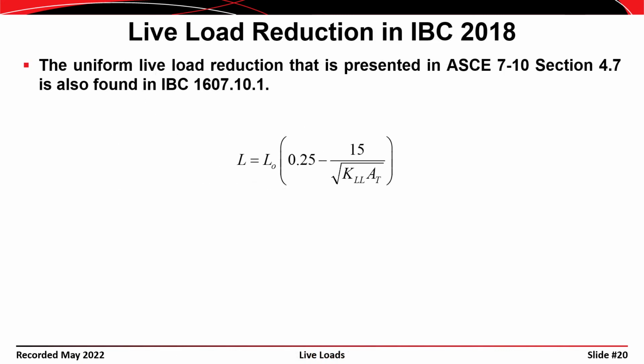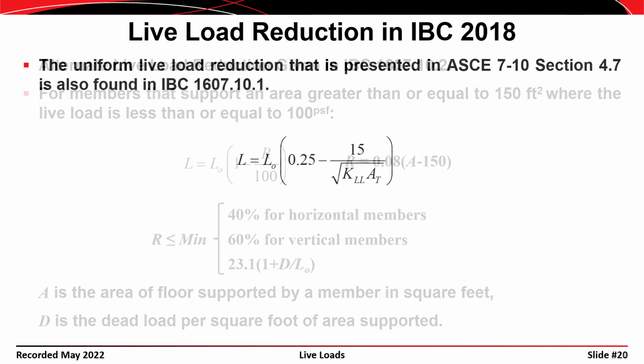Okay, the live load reduction is also found in the International Building Code. In fact, the default equation is identical to the one that's found in the ASCE 7 standard as well. Now, I should mention that this equation only works in imperial units. This works if you're using units of square feet, and there is a separate equation if you're using SI units.